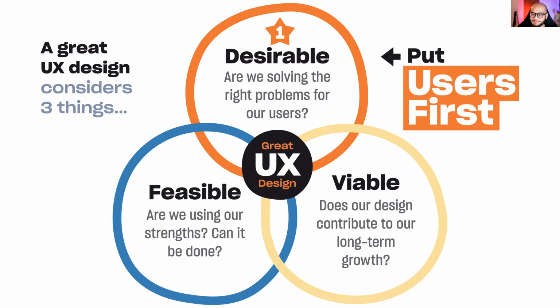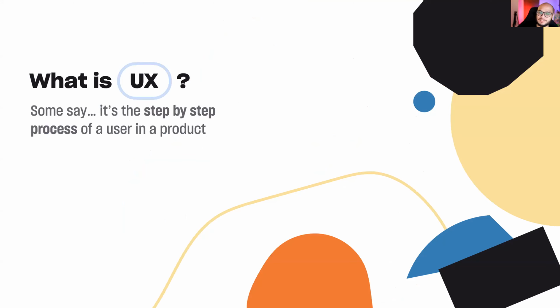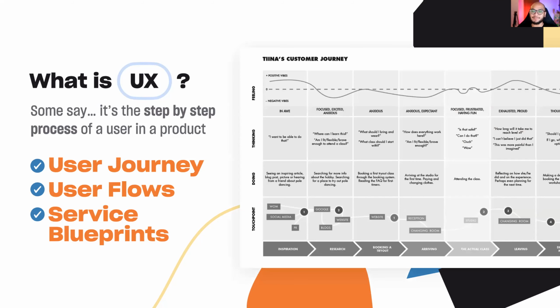So you have to balance all these three things and put the users first, because it's not worth our time to think about feasibility and viability if no one wants it. So UX, again, like was mentioned earlier, is the step-by-step process of a user in a product. When we measure those step-by-step processes using certain UX exercises, so there's the user journey, user flows, or service blueprints. Essentially, you're trying to measure the interactions at each step of the user, and then what happens in the background, what happens in the foreground.